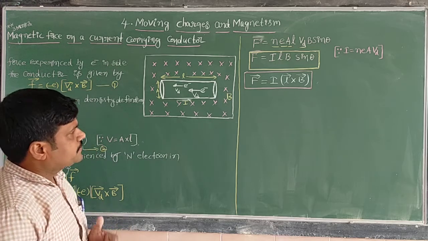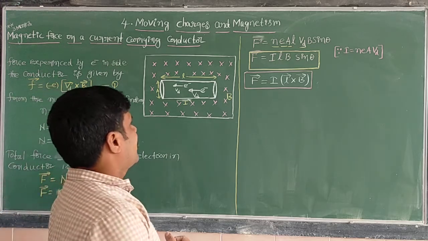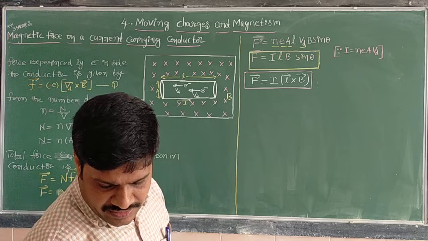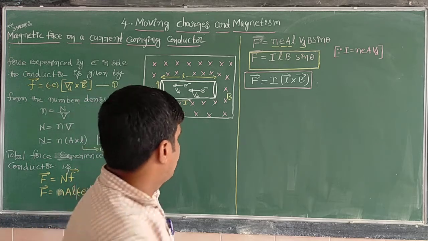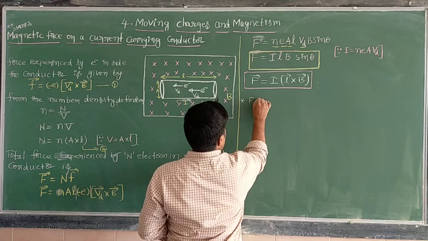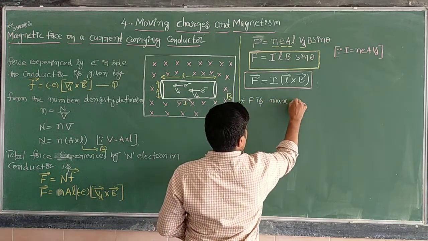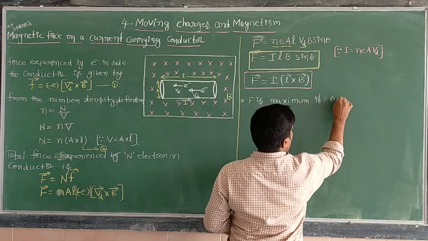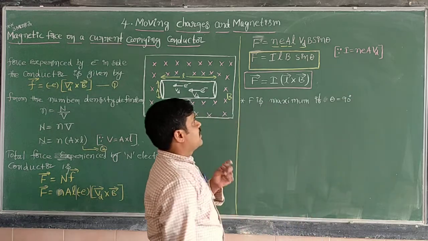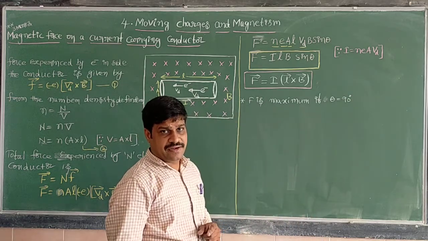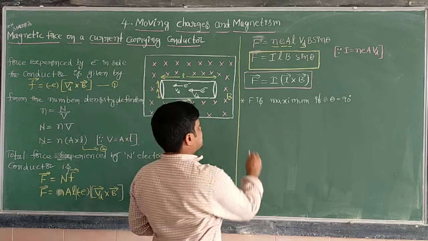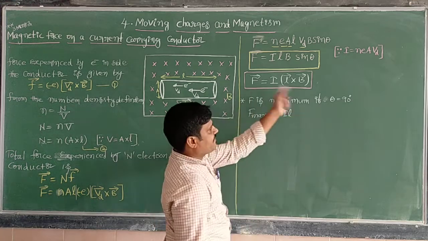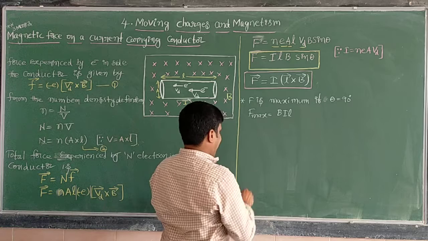Now you see one more thing here. What does it mean when the force is maximum and when the force is minimum? First case, F is maximum if theta is equal to 90 degrees. When the angle between the length of the conductor and the magnetic field is 90 degrees, the force is maximum. That maximum force we can write as BIL, with sin theta becoming sin 90 degrees. So this is the maximum force.